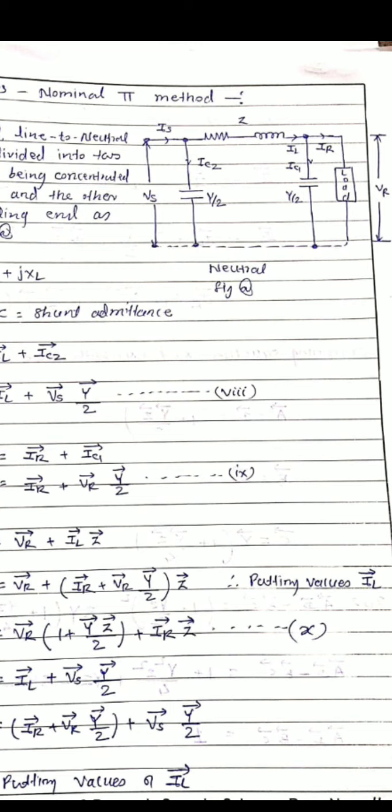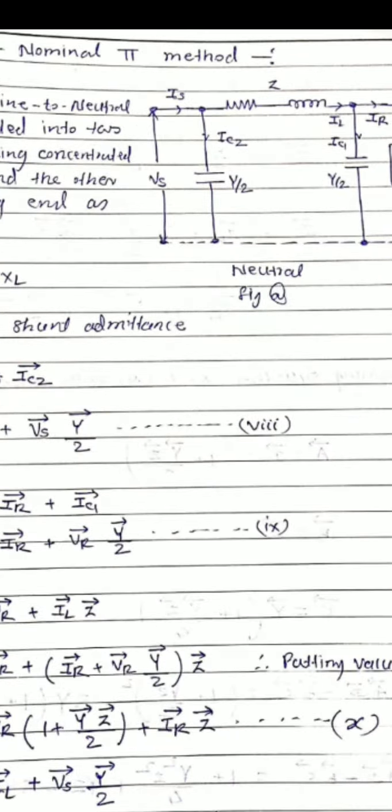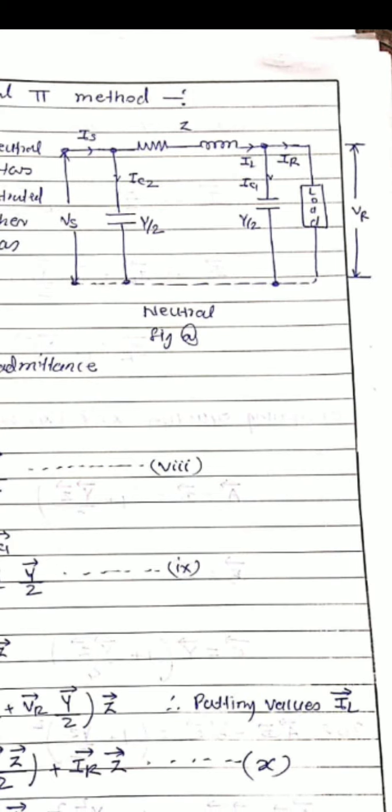Then IS is equal to IL plus VSY divided by 2. Call this equation number 8. This is from our diagram. Then also IL is equal to IR plus IC1, that is IR plus VR Y divided by 2. Call this equation number 9.